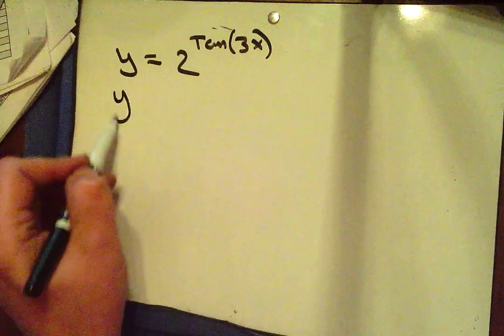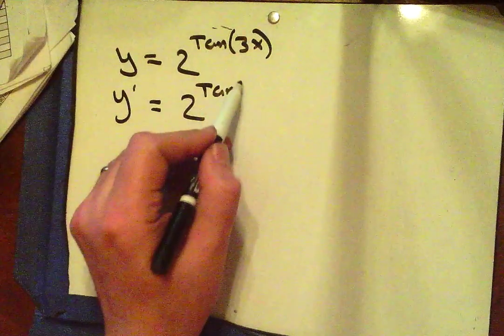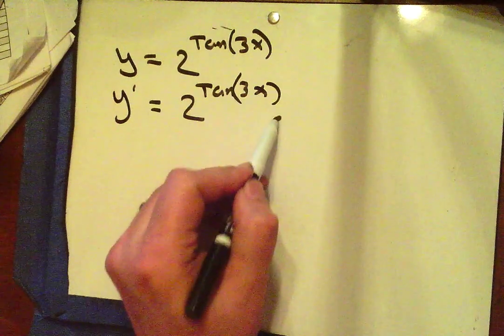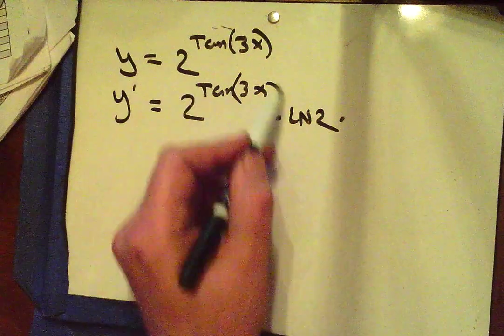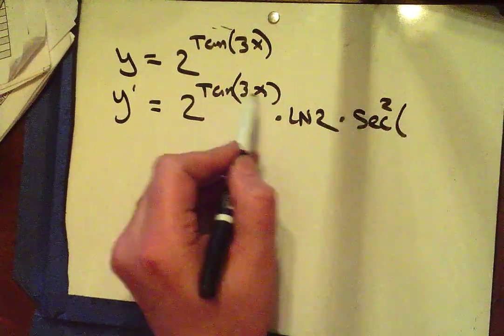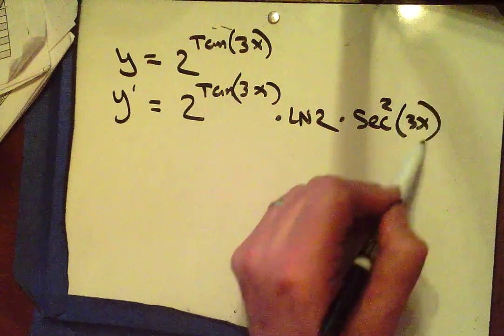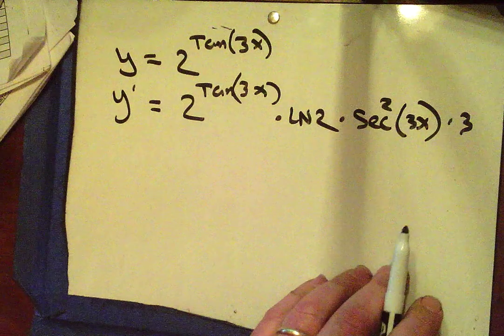All right, well, welcome back. And I've got y prime here as itself times ln of the base times the derivative of stuff. The derivative of tangent is secant squared, leave the inside alone, times the derivative of that inside, which is 3.